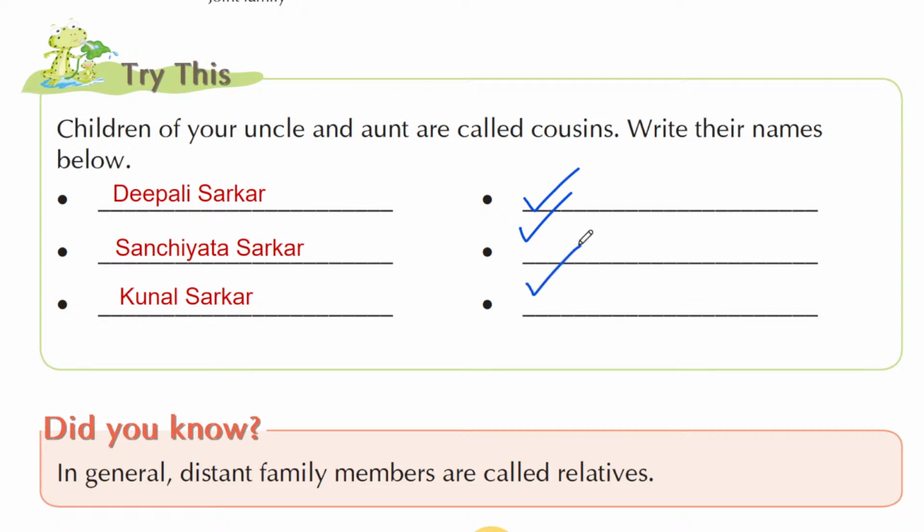I have written Dipali Sarkar, Sanchita Sarkar, Kunal Sarkar. They are my cousins, and you can see we share the same family name, that is Sarkar, which means we belong to the same family. We belong to the Sarkar family. Sarkar is our family name.